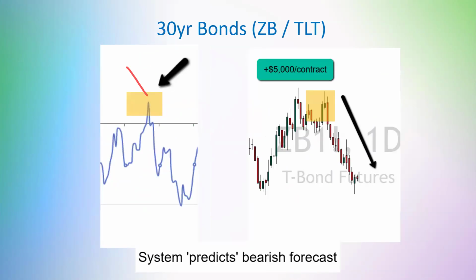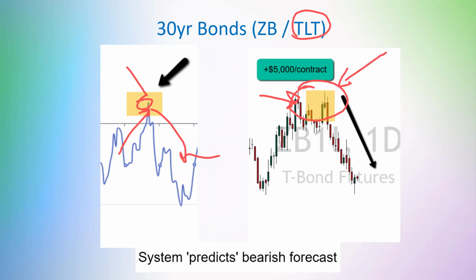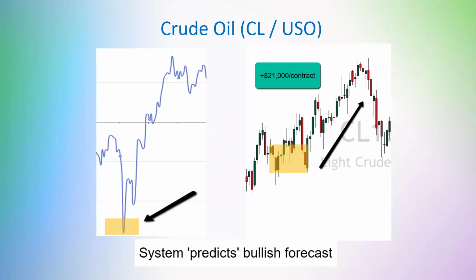Same thing here in the 30-year bonds or TLT. Here's where we are, predicting a market to rise, predicting a market to fall, and that was a $5,000 per contract opportunity. Here in crude oil, same thing, a $21,000 turning point. You know in advance where these turning points are because remember, you have that roadmap out into the future.